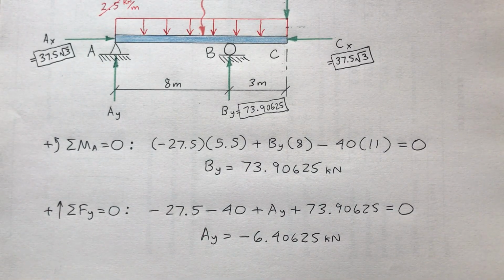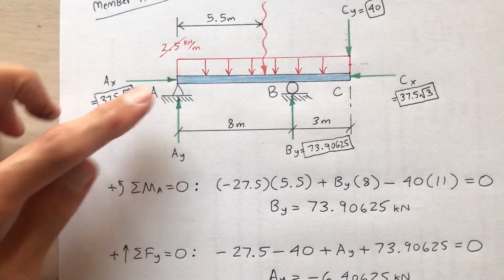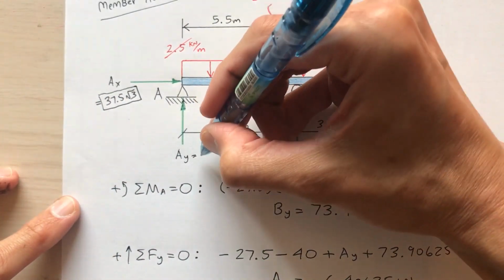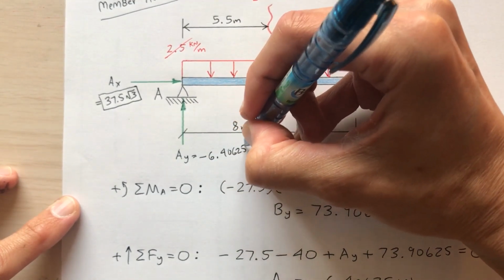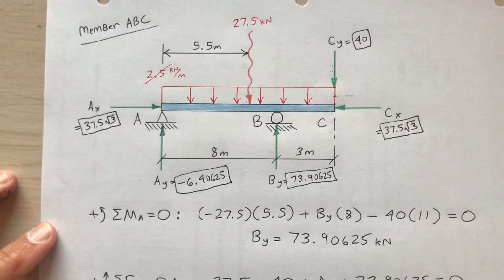If you get a negative, that just means that you assumed the wrong direction. So when I drew my free body diagram, I was assuming it was up. It's actually down. I'll keep the drawing as is, and I'll just put a negative in front. Okay, so that's A sub y.